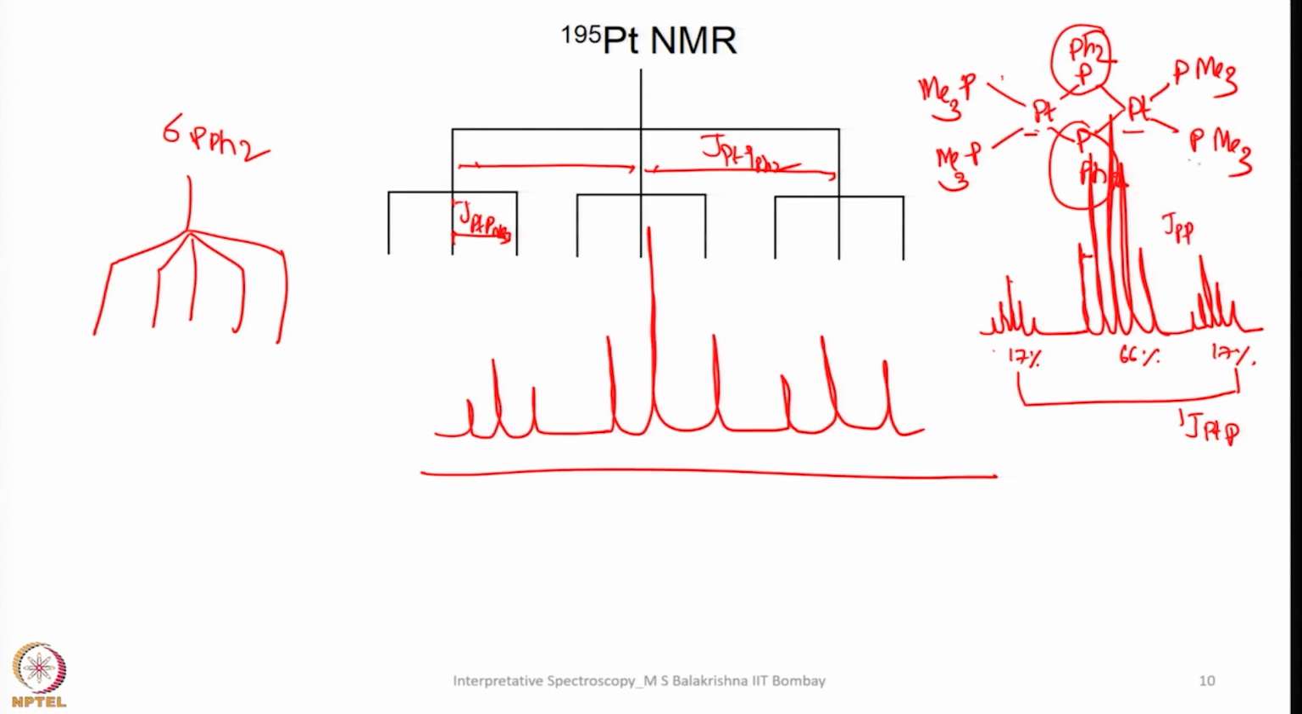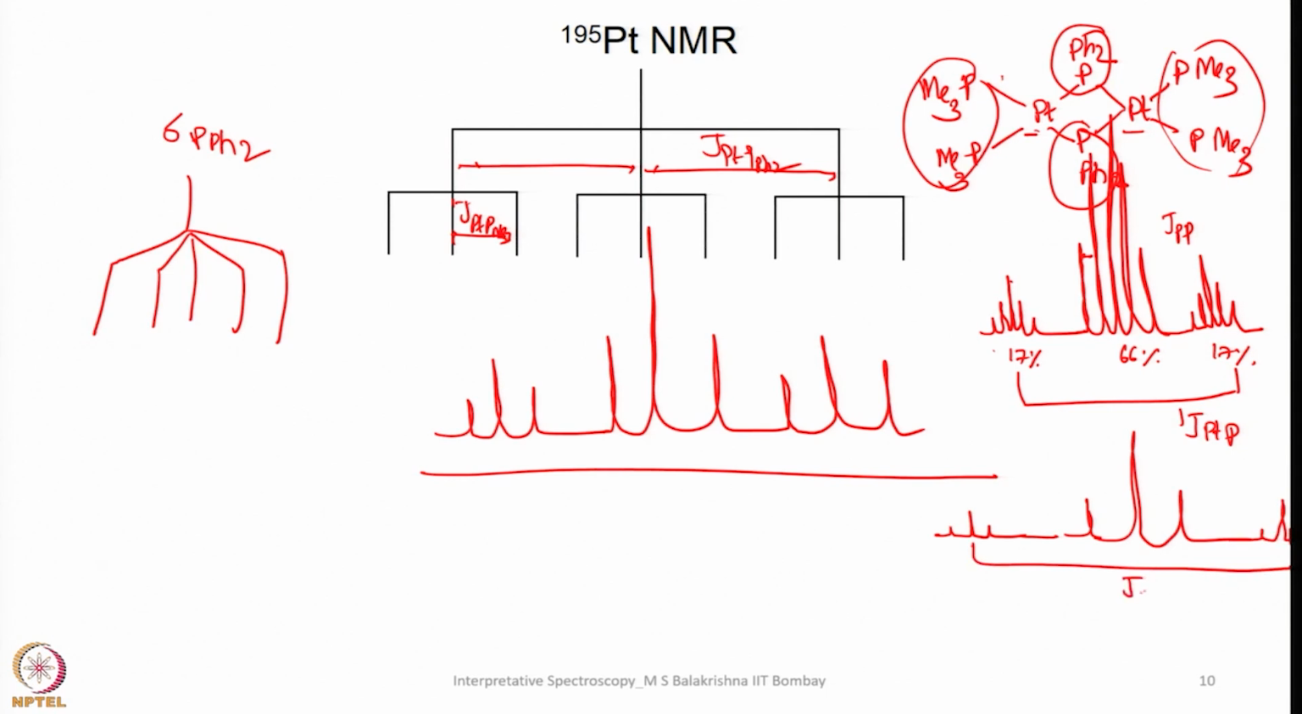But on the other hand, these two are identical with this one. When they are coupled with this one, we get simply a triplet, and then this triplet is split into another doublet because of platinum coupling. So this would be something like this. Again here, this is your 1J PTP coupling. Okay. So this is how the spectrum can be analyzed.